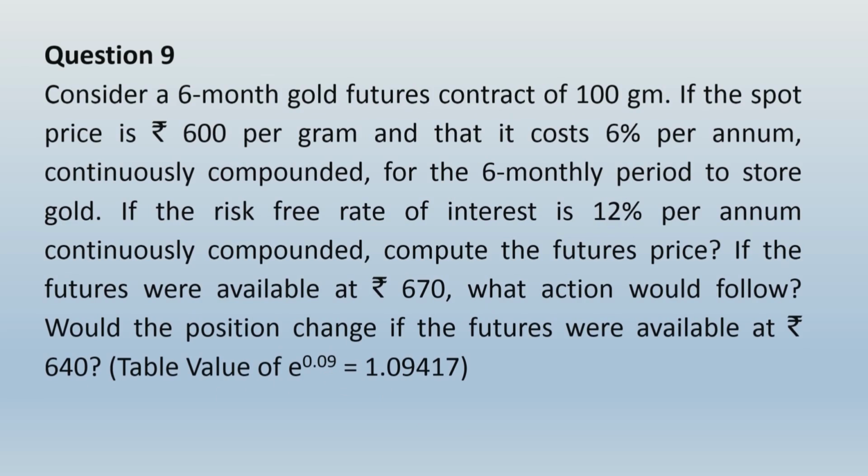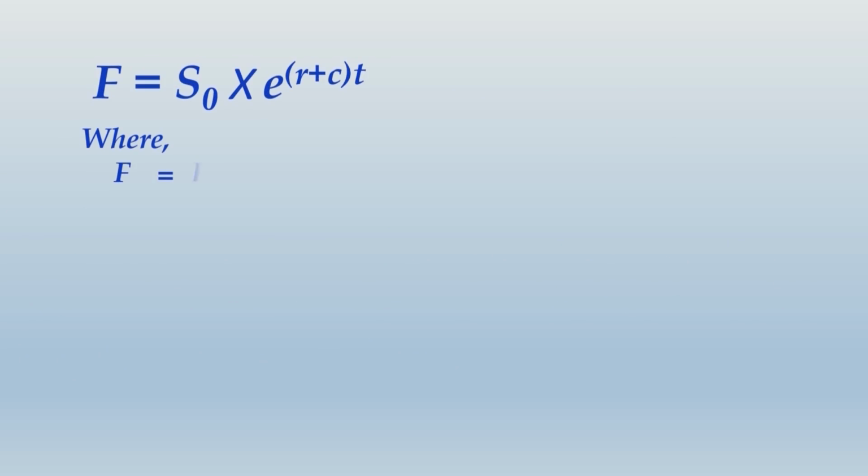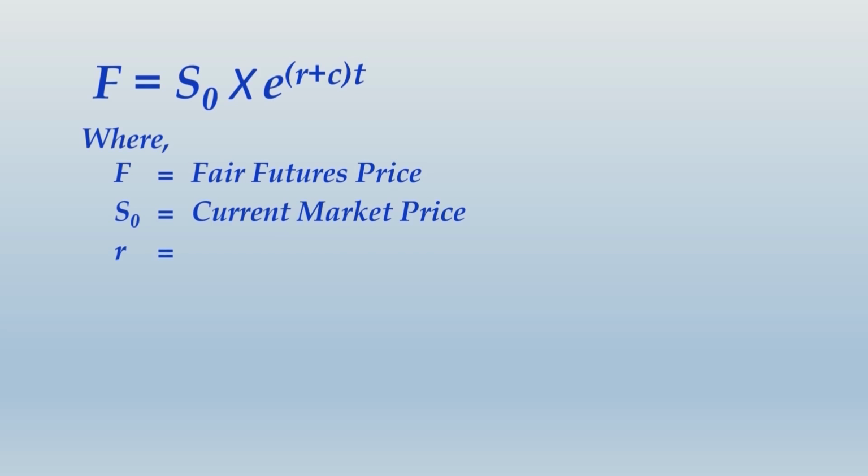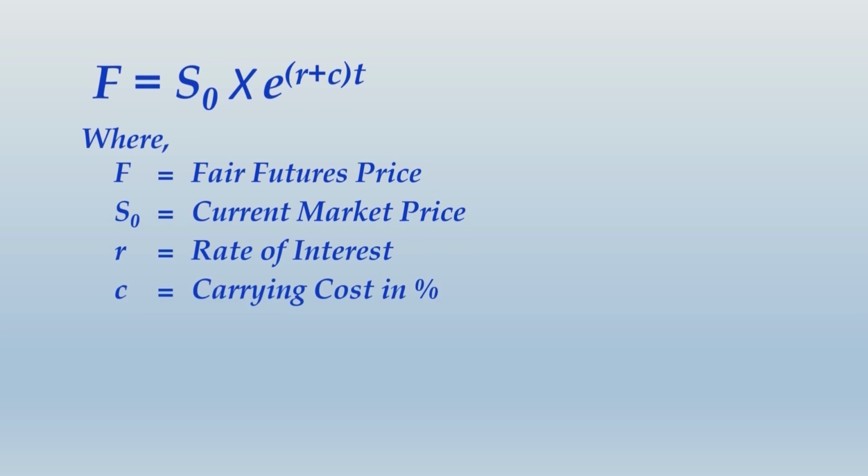We have just learnt the application of the fifth situation, that is F equals S0 into e raised to (r plus c) into t. Let us apply the same. So this is the equation, and here you have to define all these variables. F stands for fair futures price, S0 is the current market price, r is the rate of interest based on continuous compounding, c is the carrying cost given in percentage, and t is the time remaining for maturity. Alright friends, let us move ahead.